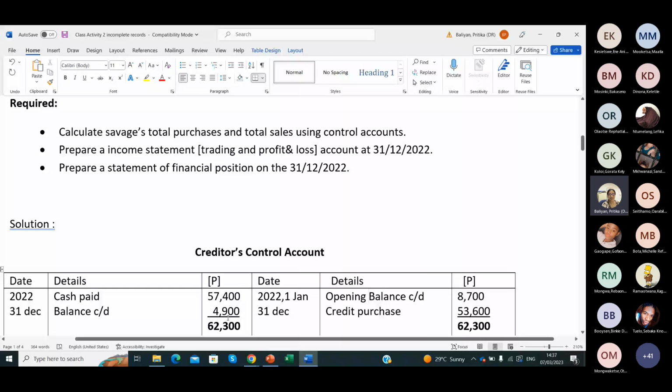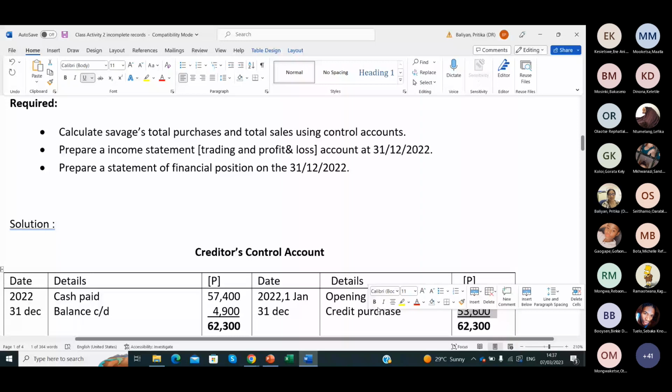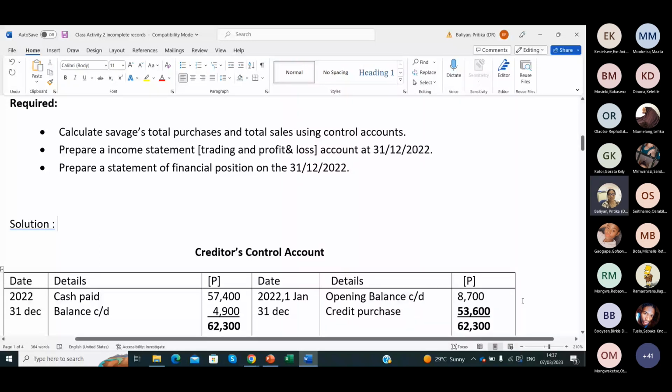So how much is the credit purchase? You add these two figures, 62,300. From that you subtract only the opening balance, 8,700. The balance you get comes from the credit purchase, because they also buy during the year on credit, right? So that's how you get the amount of credit purchase.